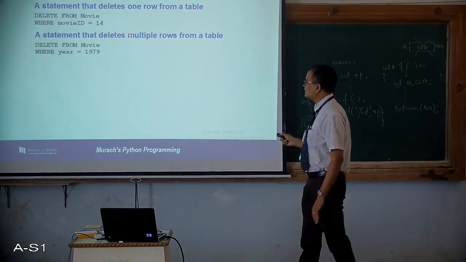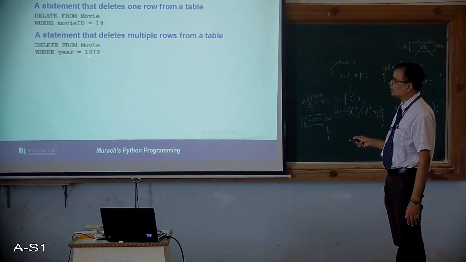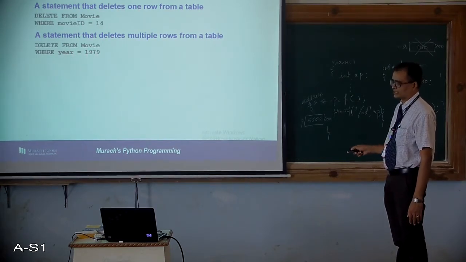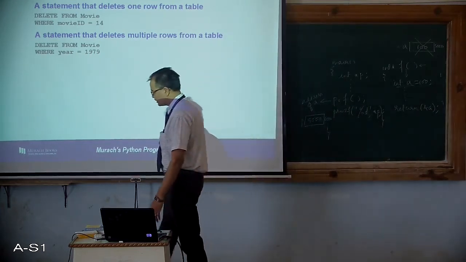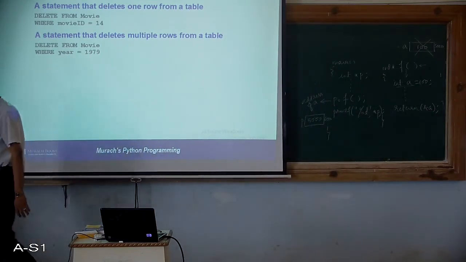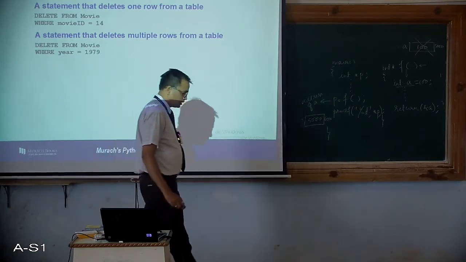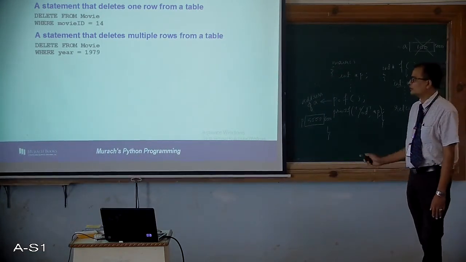A statement that deletes multiple rows from a table is like this. If you want to delete all the rows where the movie release year is 1979, and there are multiple movies with release year 1979, then all those records will be deleted at once and you will get a table in which those records are not available. So depending on your requirement, you can delete it.